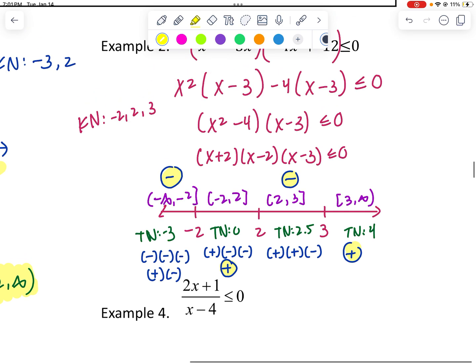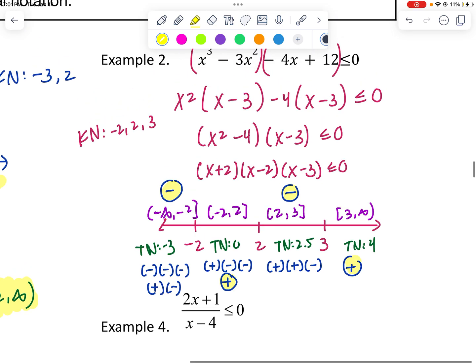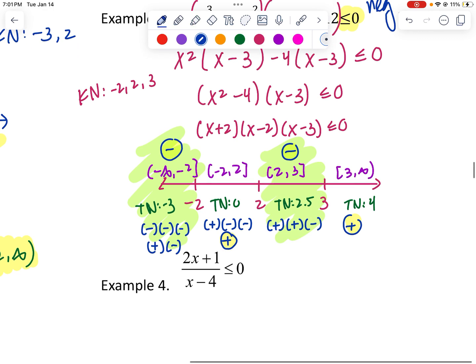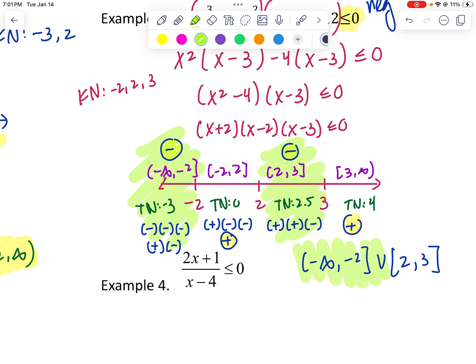Okay, same exact thing. If I'm looking at my original expression, we are looking for a negative value. So I'm looking at my intervals that are negative. Therefore, my answer is going to be negative infinity to negative 2, hard bracket, union, hard bracket, 2, comma, 3, hard bracket. And this is your solution.